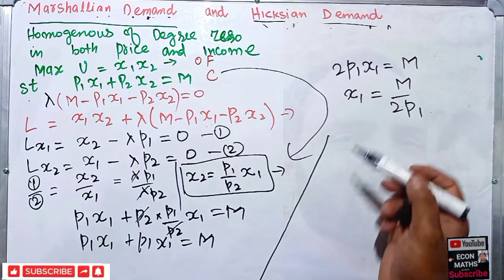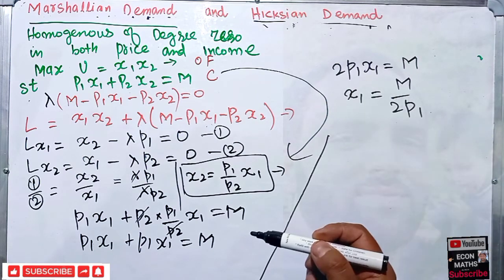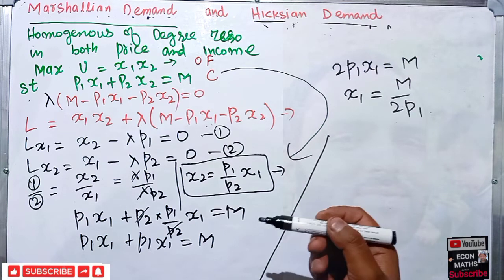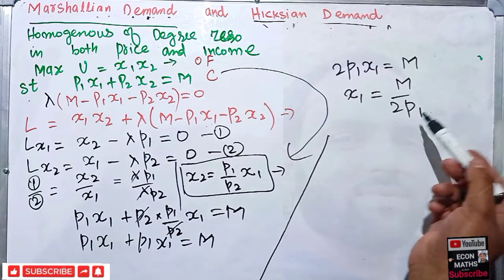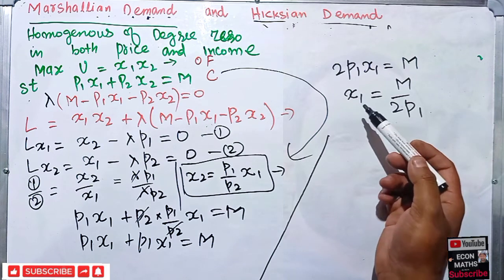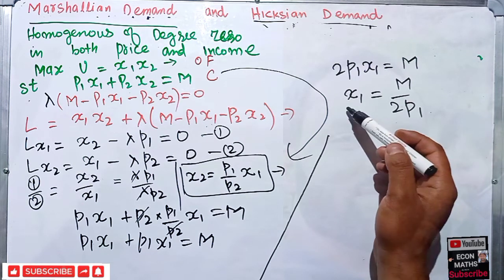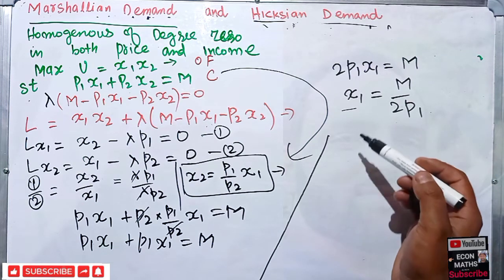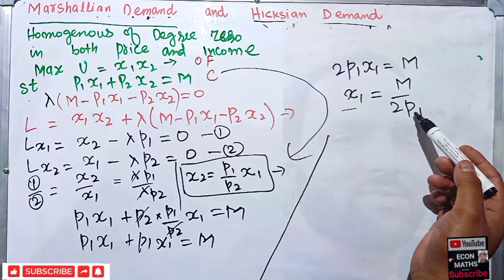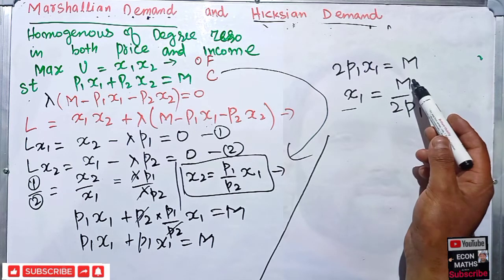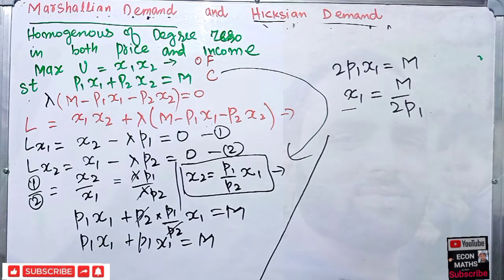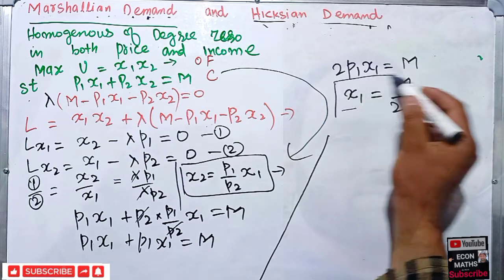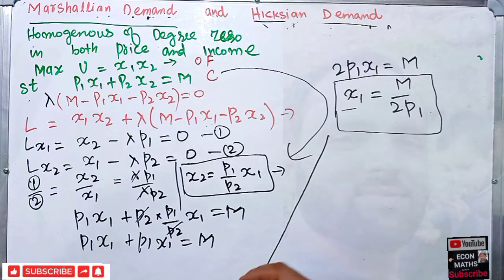So this is our Marshallian demand function, which is a function of income and price. It traces the relationship between quantity demanded of x1 and price of x1, holding the money income constant. Here we will see what the homogeneity of degree 0 means.